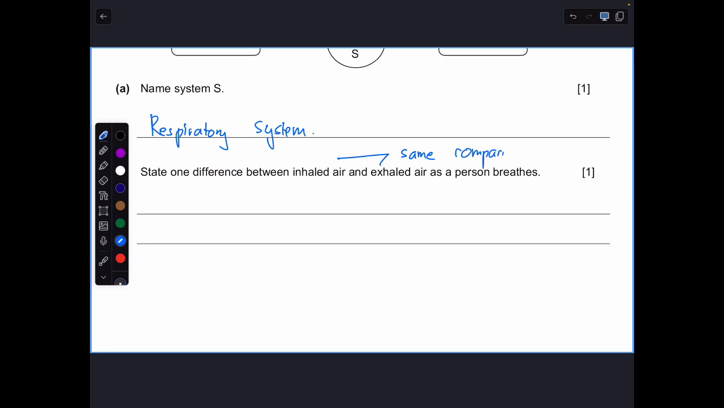Comparison. You cannot make it different. So some of you will go, oh, inhaled air is rich in oxygen, but exhaled air is rich in carbon dioxide. Who's to say that exhaled air cannot be rich in oxygen as well? If you say that, that's wrong, because it can also be that exhaled air is rich in both oxygen and carbon dioxide. So you have to make the same comparison.